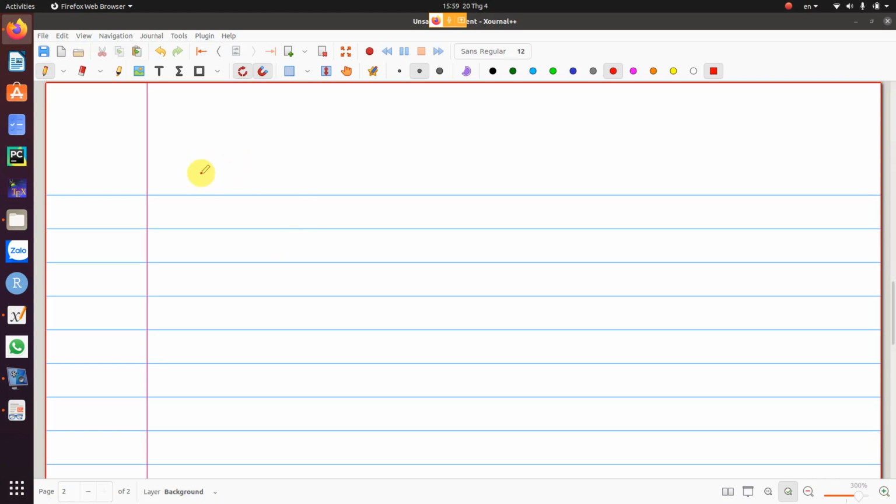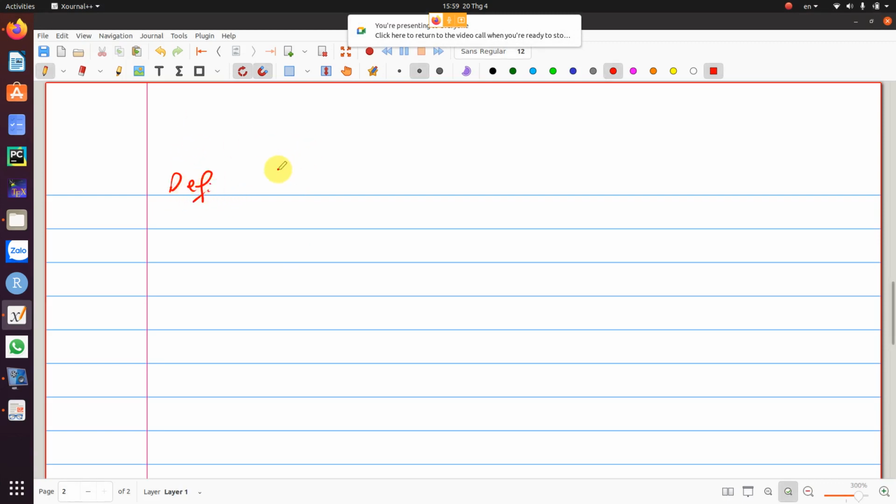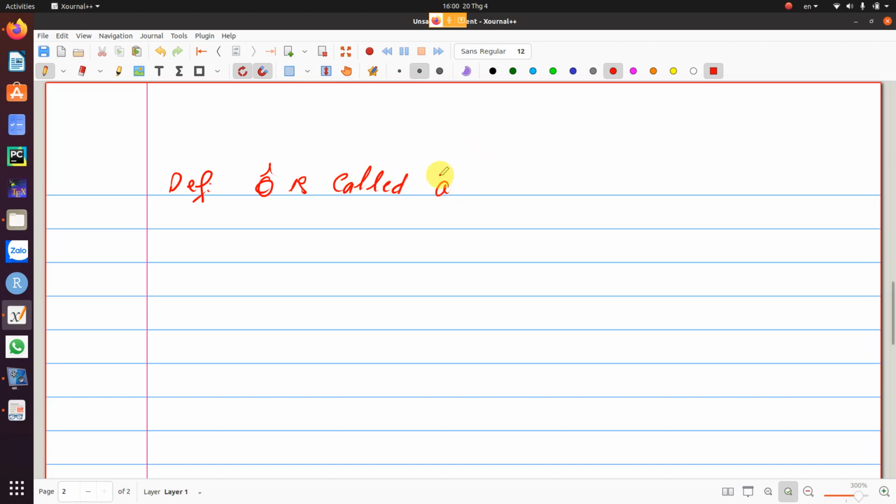Firstly, let me introduce the definition. The estimator theta hat is called an unbiased estimator of theta if and only if the mean of theta hat is exactly equal to theta.